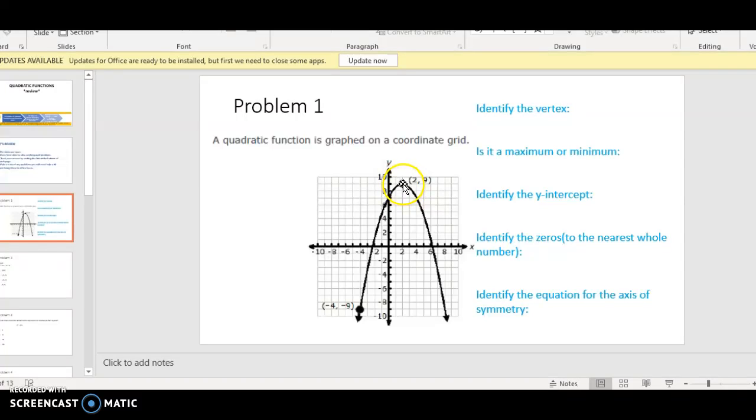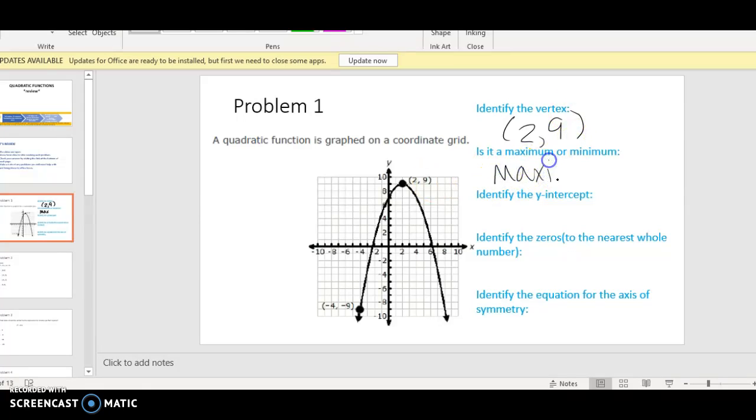Okay, the vertex is this point up here at the top of our graph, and that would be the ordered pair (2, 9) for this one. And for this problem, it is a maximum value because it is at the very tip top of the graph. So when my parabola opens downward like this one does, my vertex is a maximum.